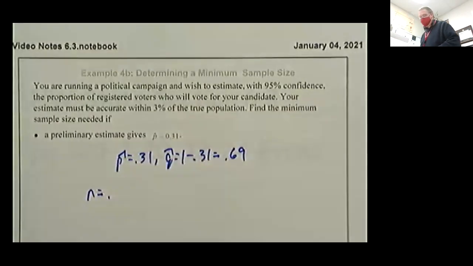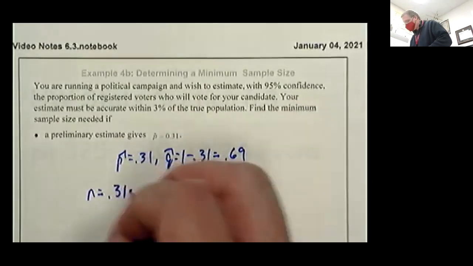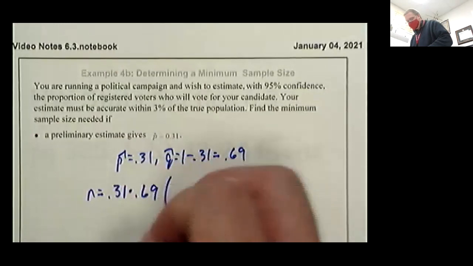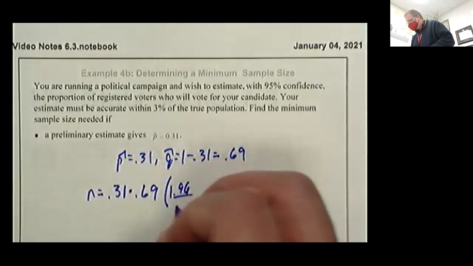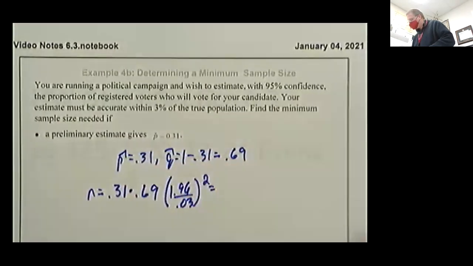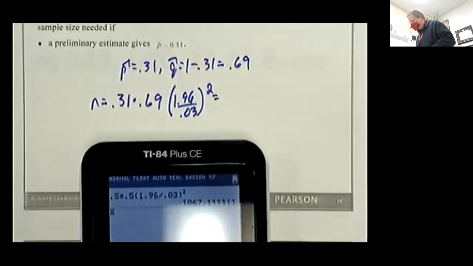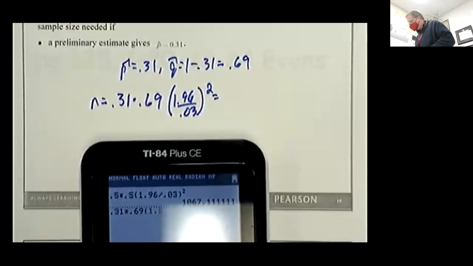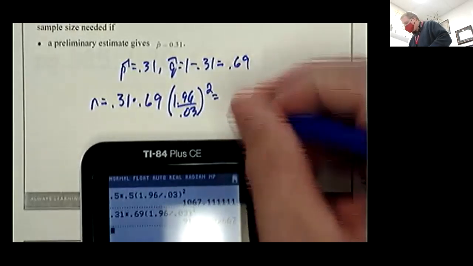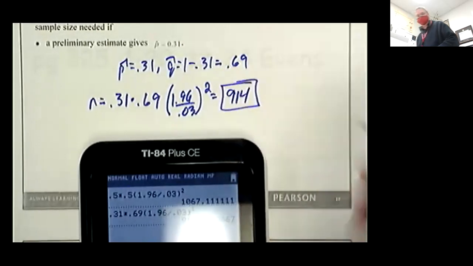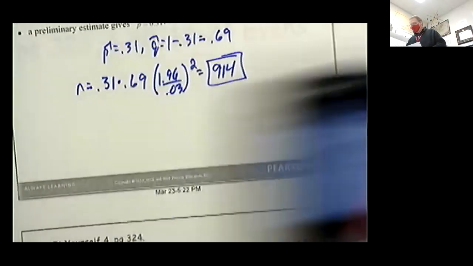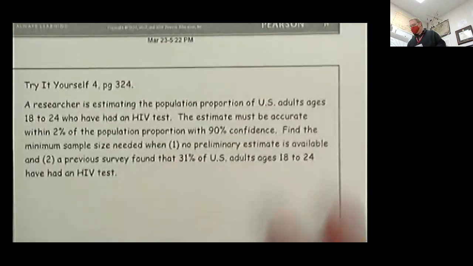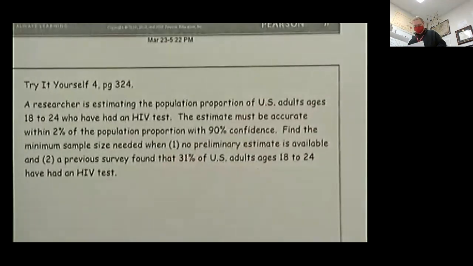Our p hat's no longer 1/2. It's now 0.31 times 0.69, times the quantity 1.96 over 0.03. All of the other information stayed the same. So now we have 0.31 times 0.69, parentheses 1.96 divided by 0.03, squared. And again, because it's people, we're going to round up. So we're going to call that 914. Okay. Go ahead and pause the video and try Try Yourself 4 on your own.